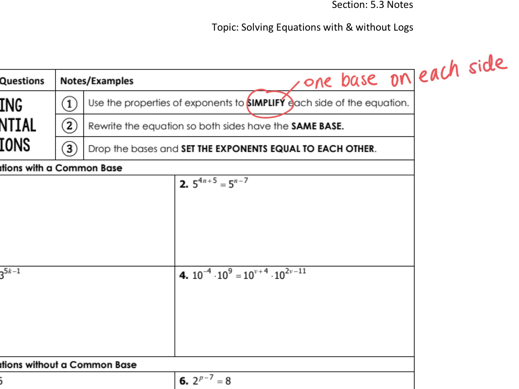Really what I want then, step 2, is I want the same base. So sometimes I'll have that, that's really easy for me. And then sometimes I don't, so I have to do a little bit of work. And then last but not least, we drop the bases and set the exponents equal. So that is the strategy.